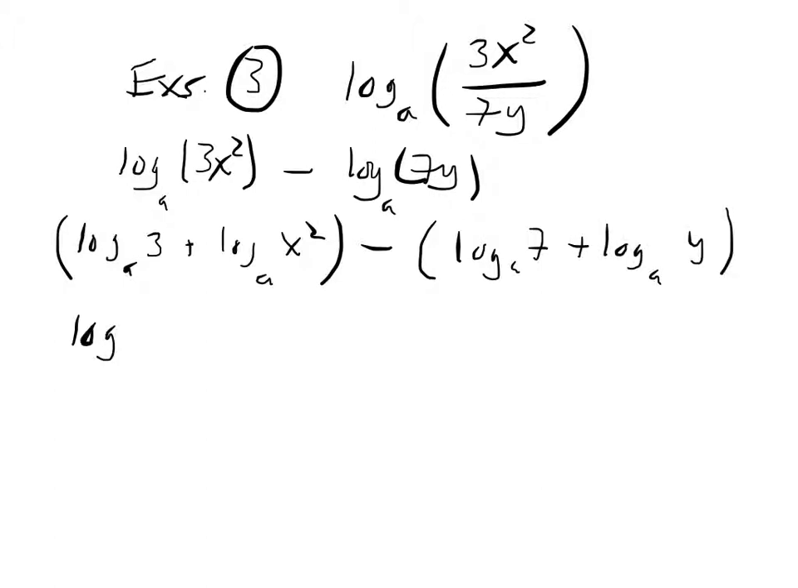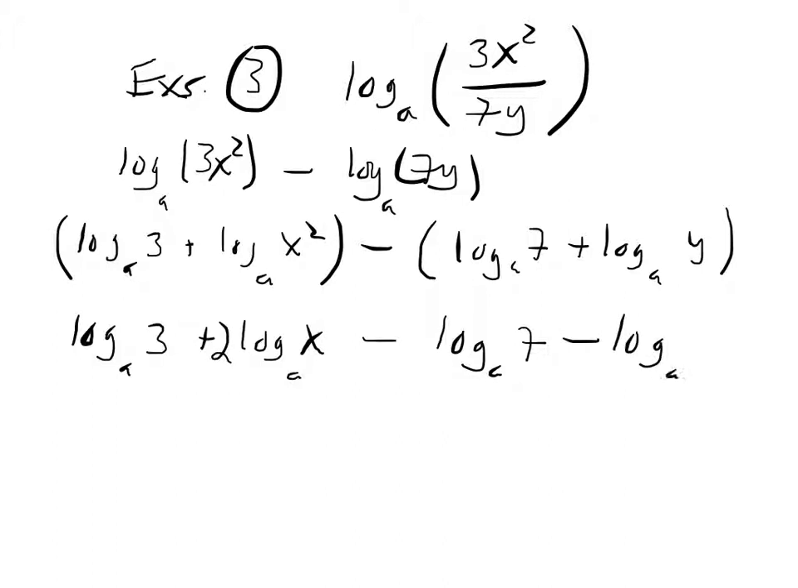So then I'm looking at log base a of 3 plus log base a, bring the 2 out front using my exponent rule, of x, minus log base a of 7, and distribute the negative sign through properly, minus log base a of y. So now again I've expressed what was initially a nasty looking quotient as a sum or difference of logarithms of single valued arguments.